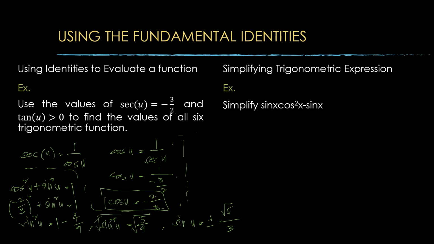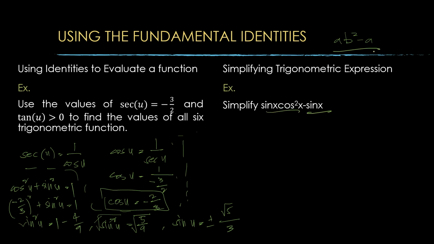So for this one, we are asked to simplify sine of x multiplied by cosine of x squared minus sine of x. So how do you simplify this one? It's basically the same as a times b squared minus a. How do you simplify this one? We can factor this one.